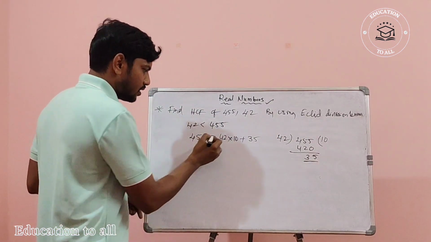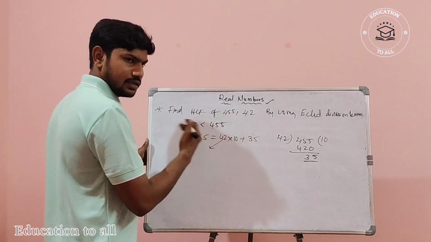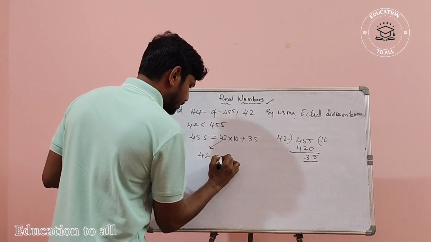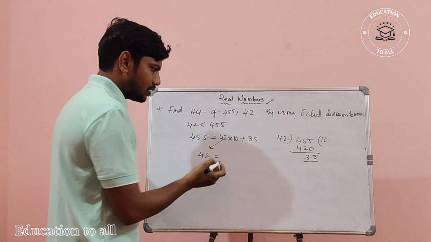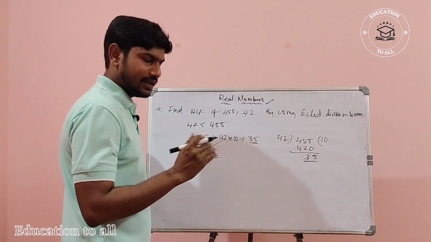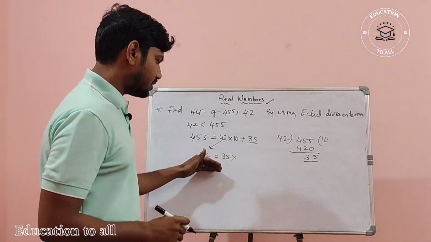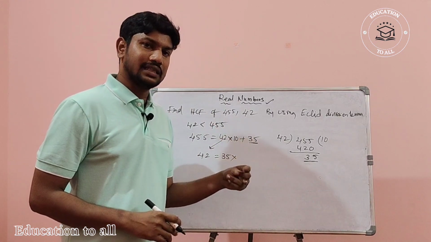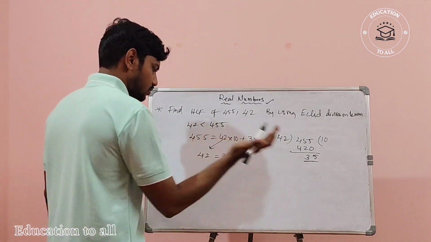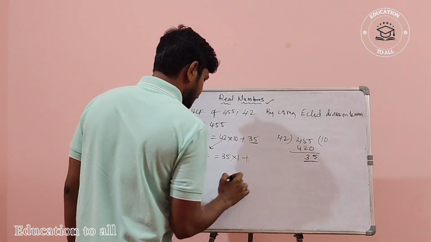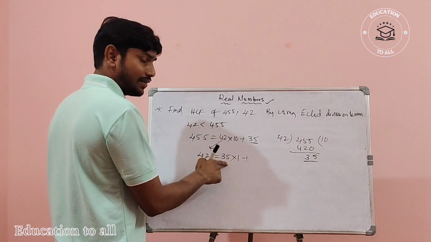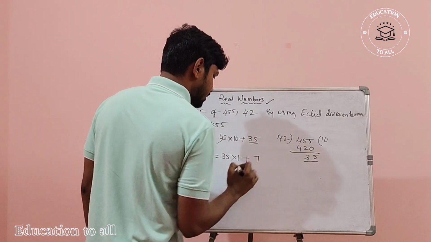Next step, this 42 should be written as the dividend, and 35 becomes the divisor. How many times does 35 go? 1 times 35 is 35, 2 times 35 is 70. 70 is greater, so I have to take one time. Plus, in 42, 35 is eliminated, and 7 is the remainder.